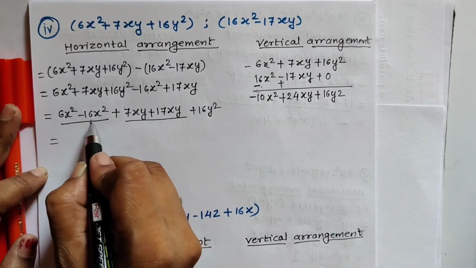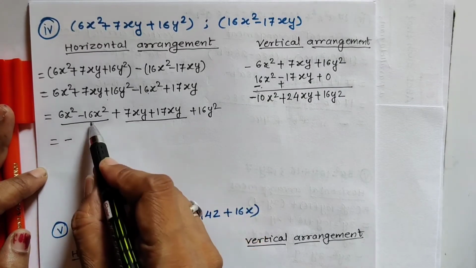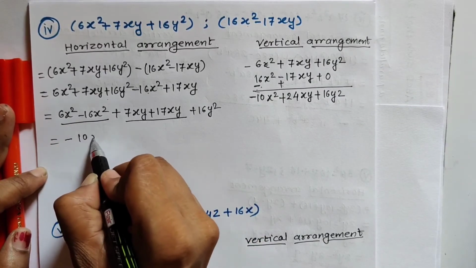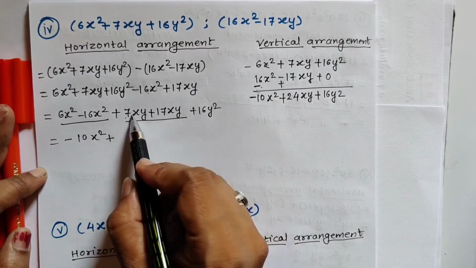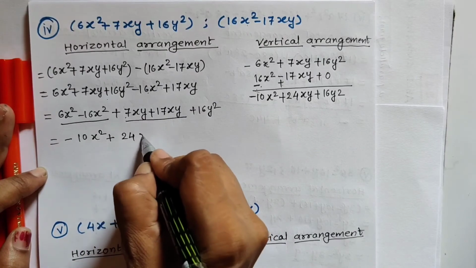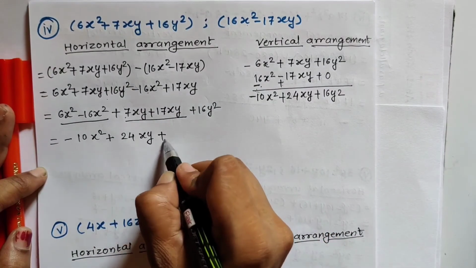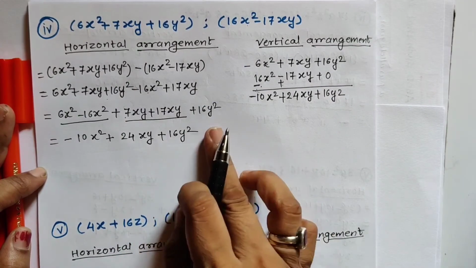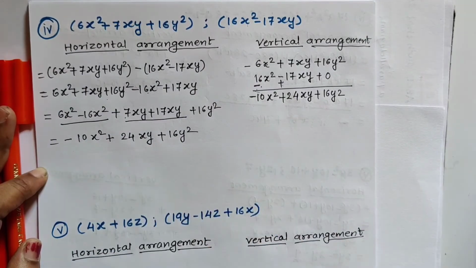Now these two are like terms. Plus minus becomes minus. Sign of bigger number, which is minus. 16 minus 6 is 10x square. Plus plus plus, sign is plus. 17 plus 7 is 24. xy common variable we write as it is. Plus 16y square single term it is. So write as it is. So can you see the answers are same.